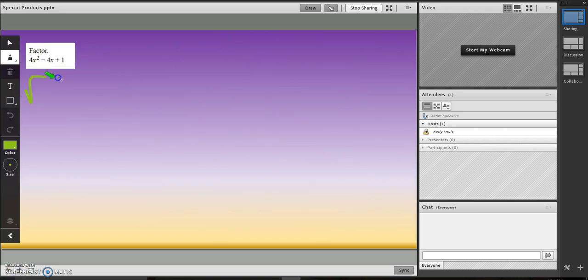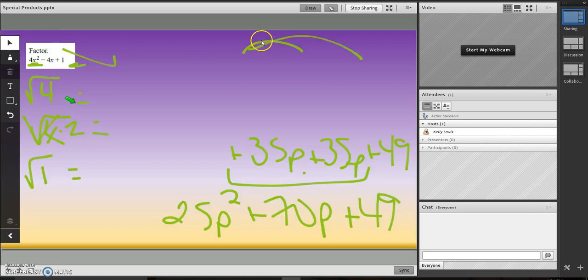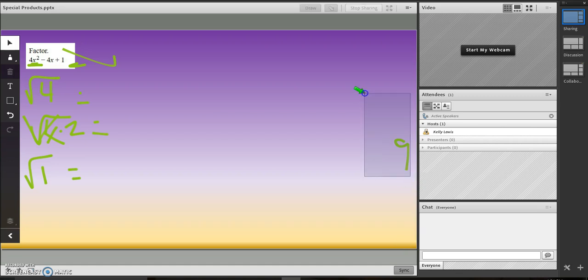So we have the square root of 4, square root, what happened? X squared, I don't know why there's like a glitch. Square root of 1. All right, let me take this off because it's not going to help us. Glitch in this program. All right.